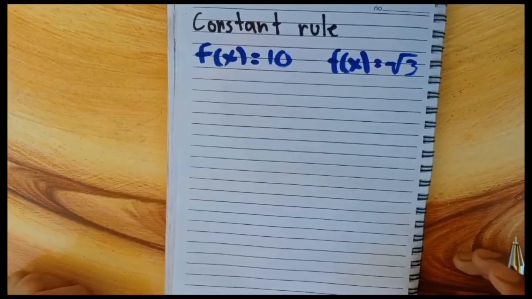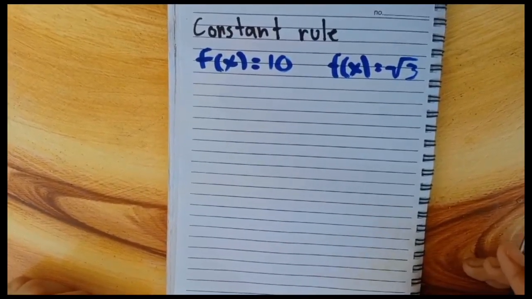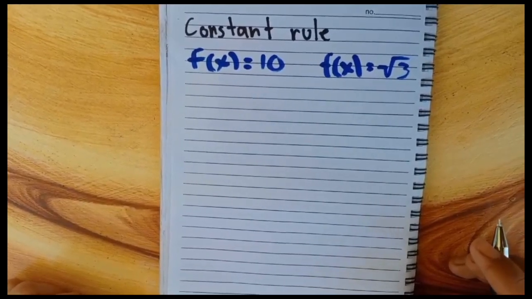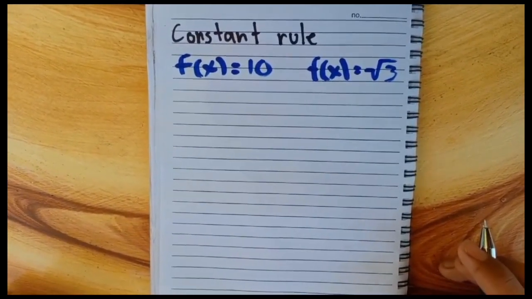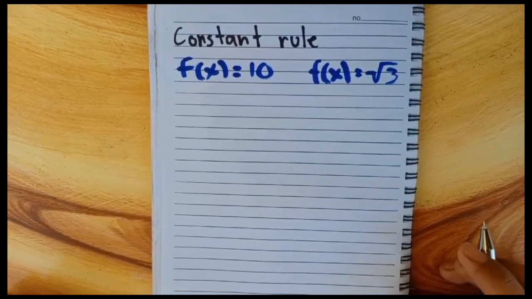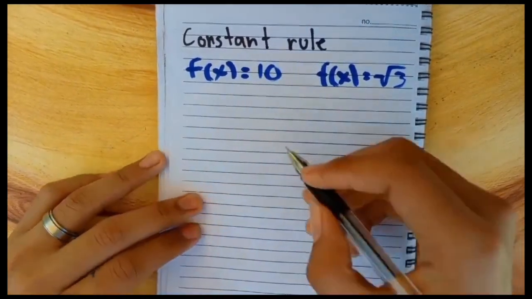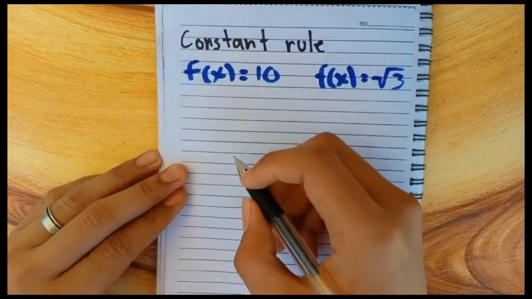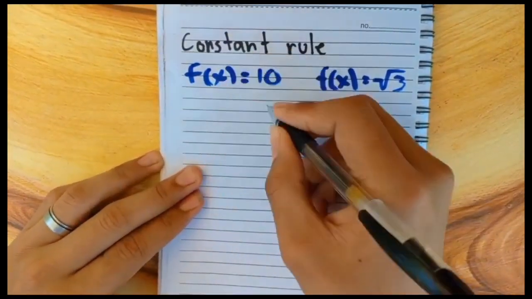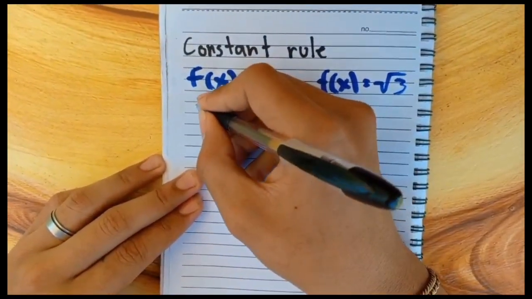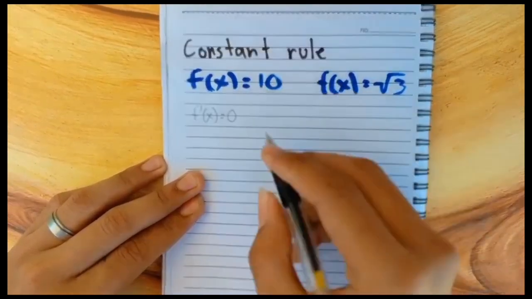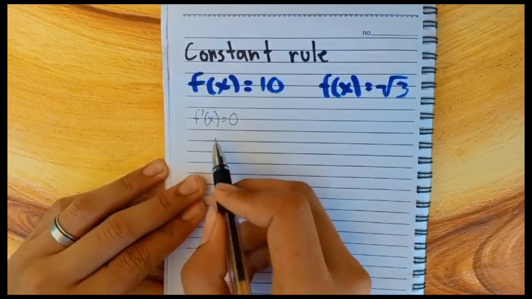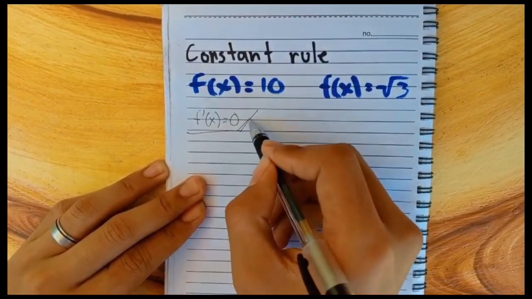First, constant. Let us tackle the constant rule. The constant rule says that if f of x equals a constant, then f prime of x equals 0, as the derivative of a constant is always 0. Now, let us tackle these problems. f of x equals 10, meaning f prime of x equals 0, as 10 is a constant.